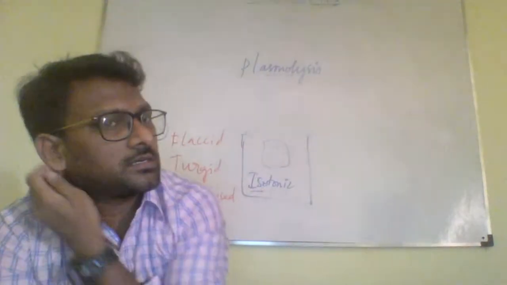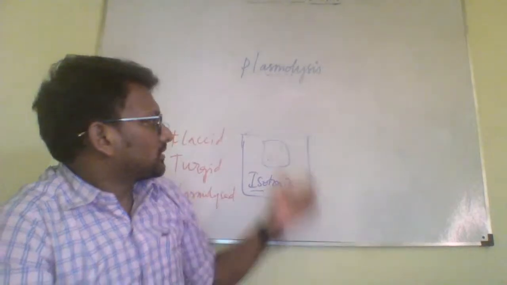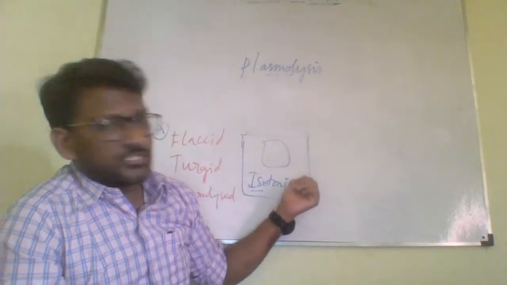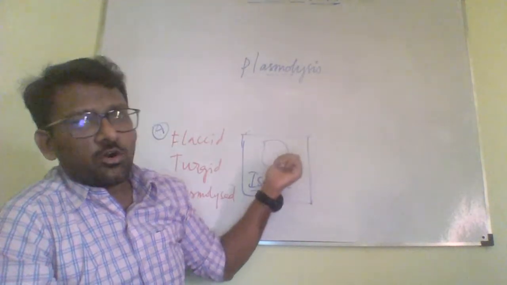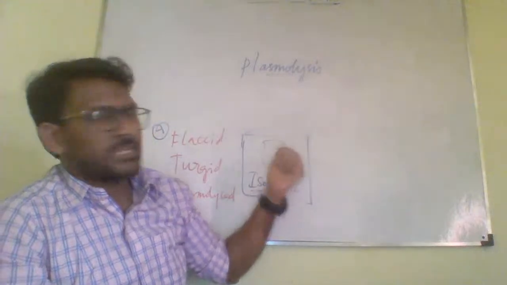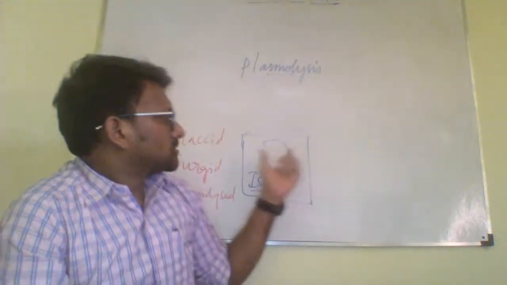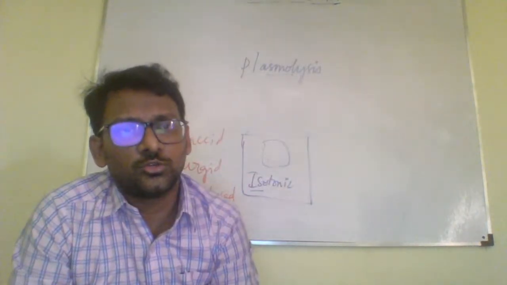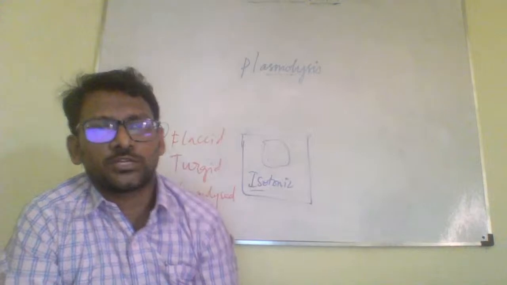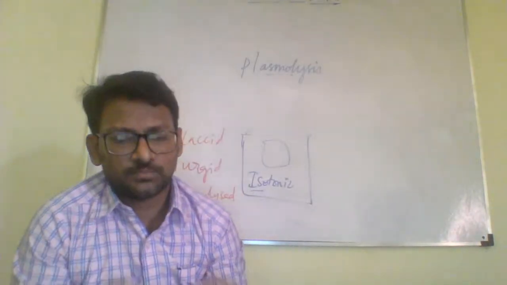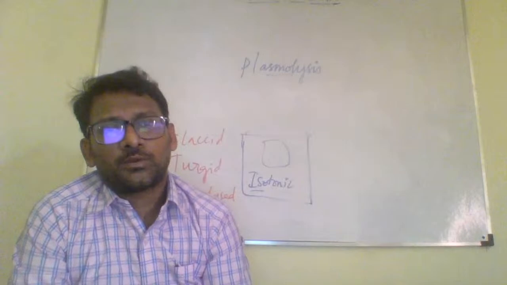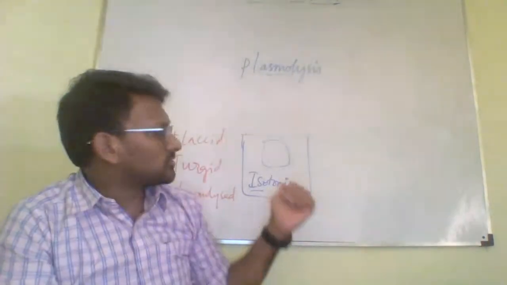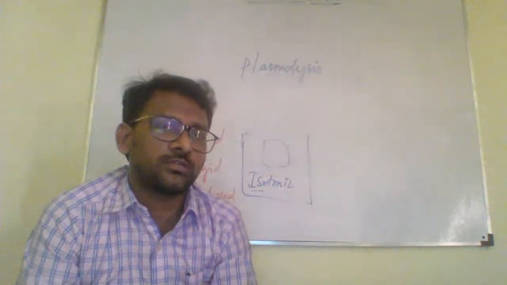In an isotonic solution, for example, the external solution balances with the osmotic pressure of the cytoplasm. The osmotic pressure present inside the cell and in the external solution would be the same. That makes the isotonic solution. But what happens in the hypotonic solution? In hypotonic solution, you'll see the external solution is more dilute compared to the cytoplasm.